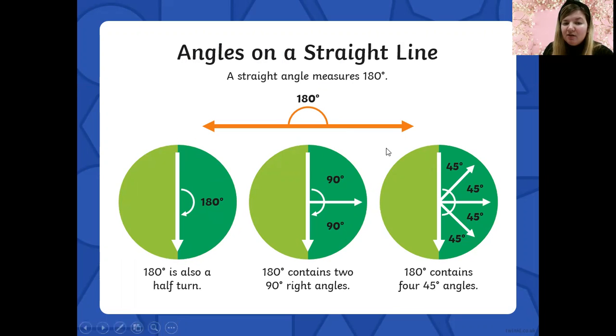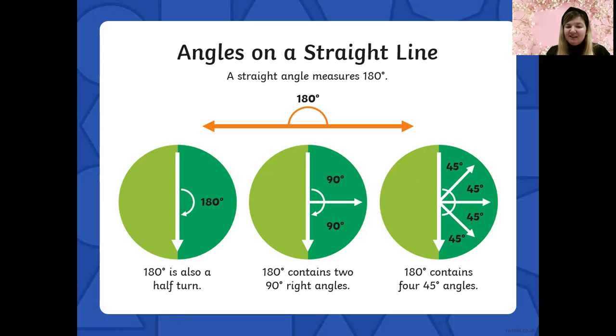Now, we can also use this knowledge to help us understand that there are two 90 degree right angles in a half turn, or in 180 degrees. And that is because we know that 90 degrees, or a right angle, is the same as a quarter turn. And obviously 2 quarters, we have 1 quarter here and another quarter here, would make half a turn.